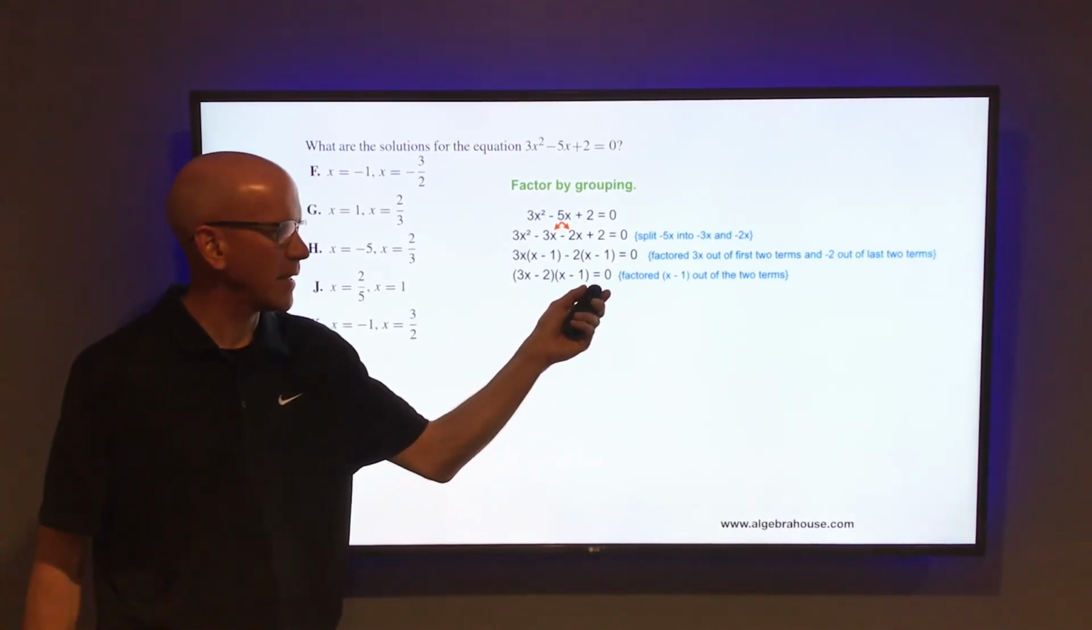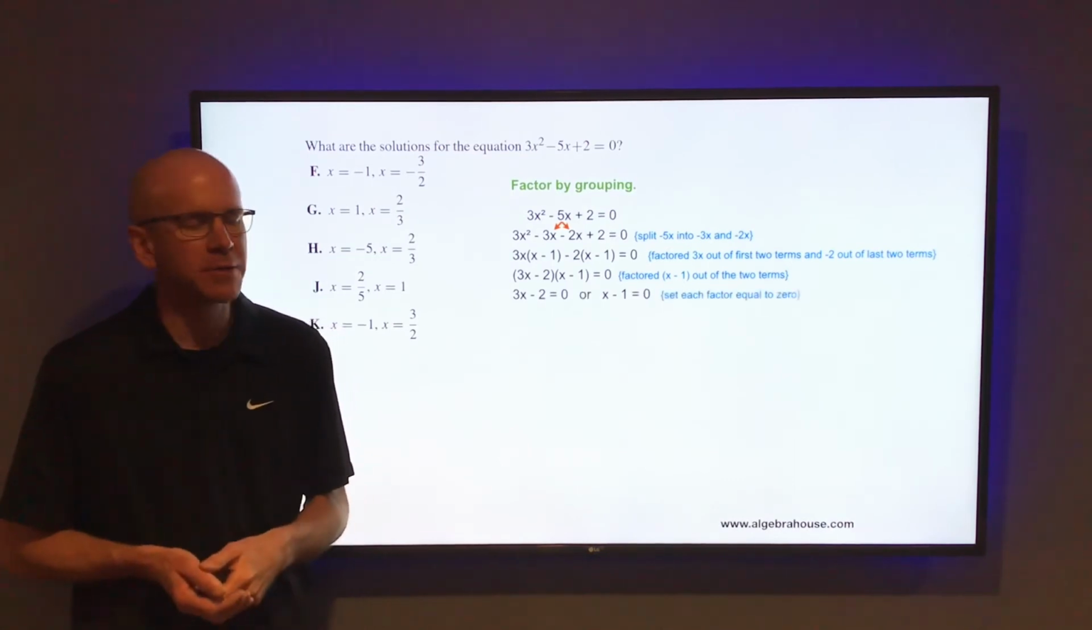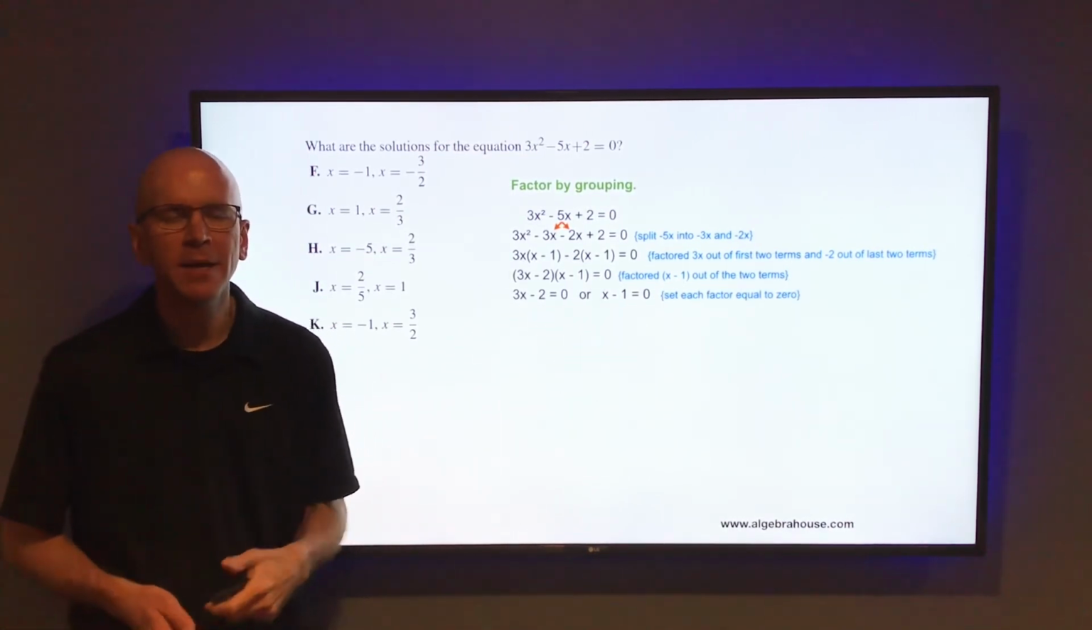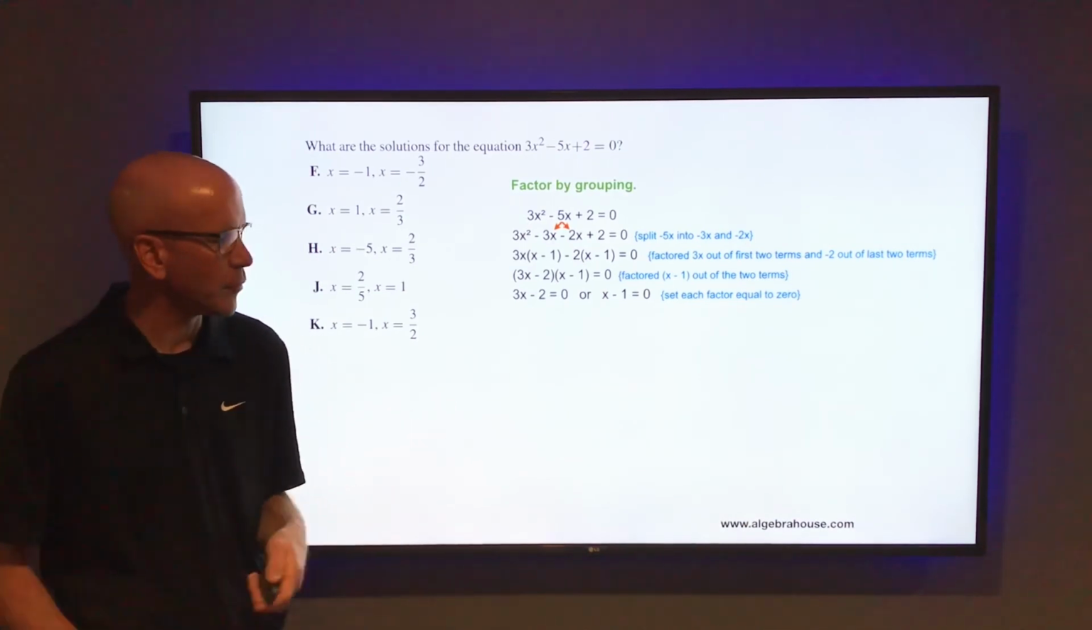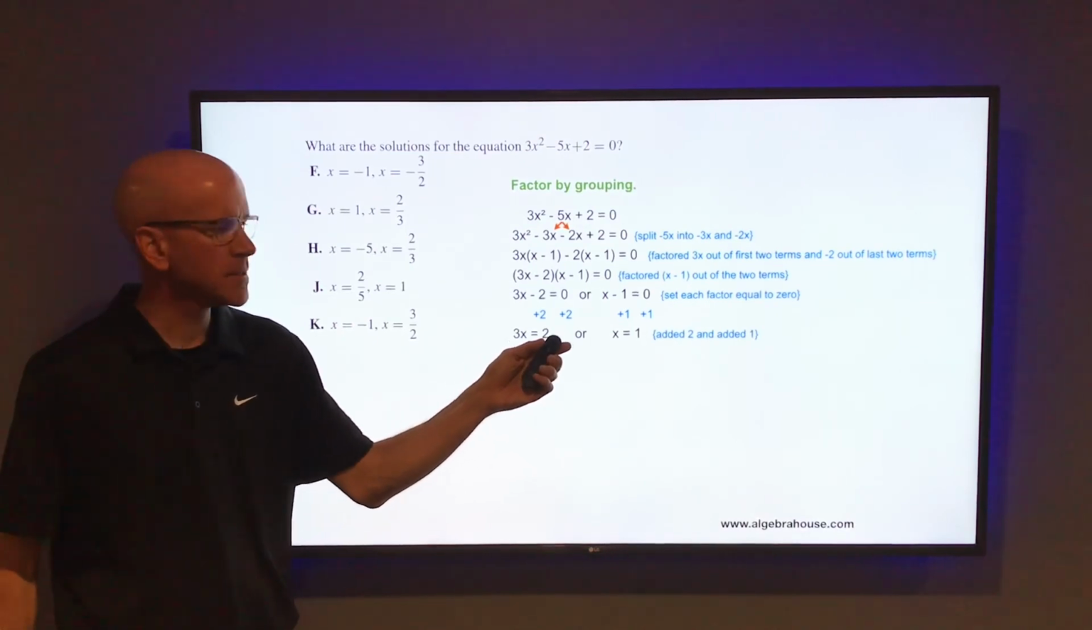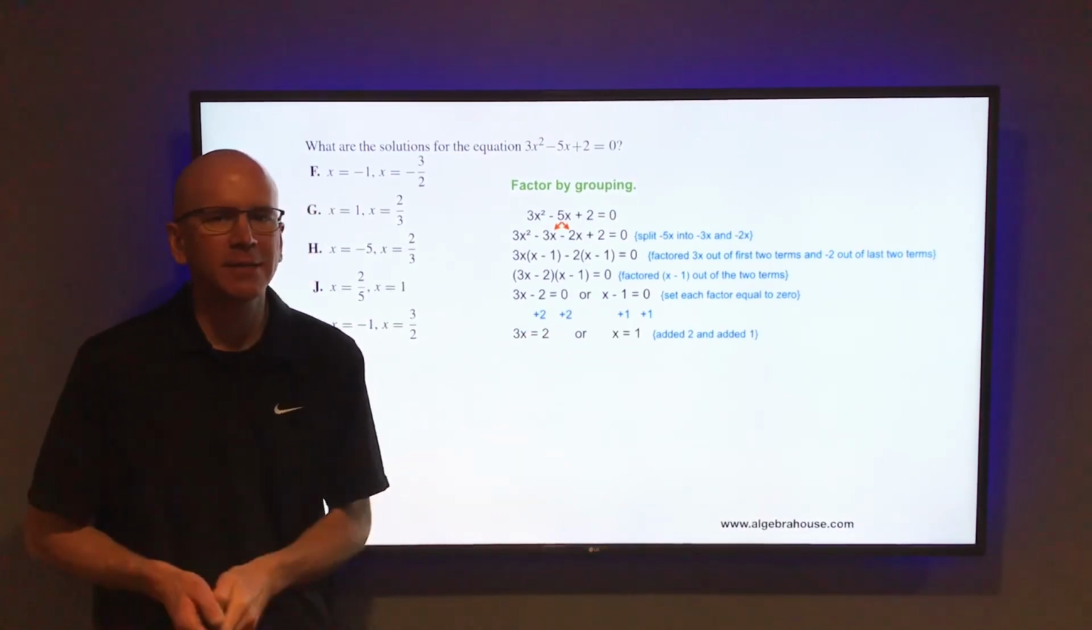Those two multiply together to equal 0, so set each one equal to 0. Set 3x minus 2 equal to 0, and also x minus 1 equal to 0. Then you have two simple equations that you can solve for x. In that first one, add 2 to both sides, you get 3x equals 2. In the second equation, add 1 to both sides, get x equals 1.